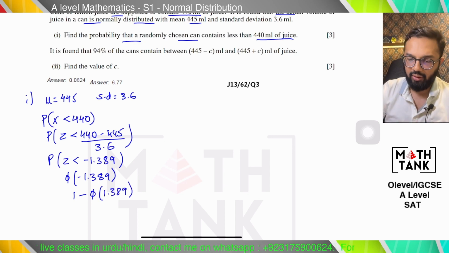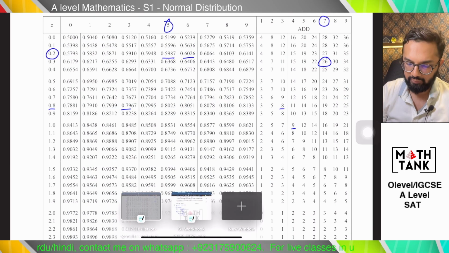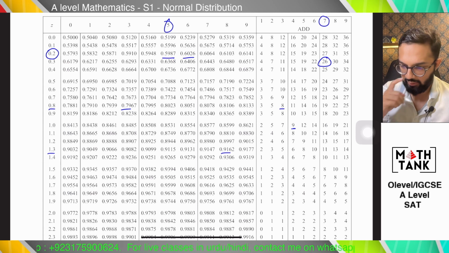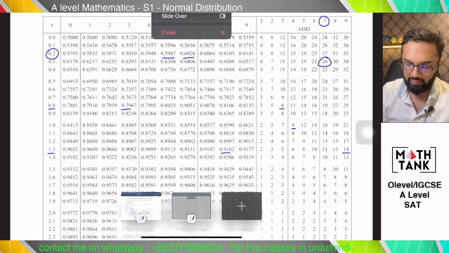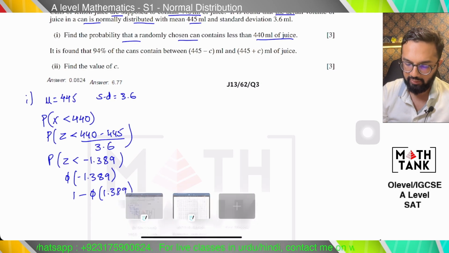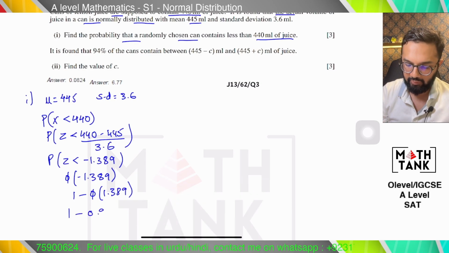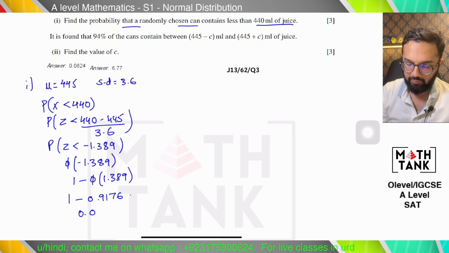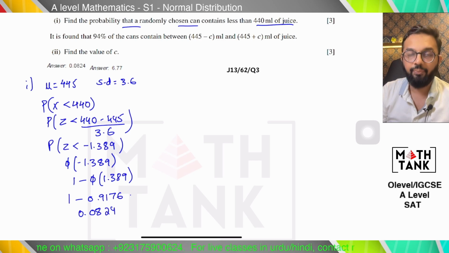Okay, so 1.389 from my table again gives 9176. So 1 minus 0.9176, and the correct answer is then 0.0824.